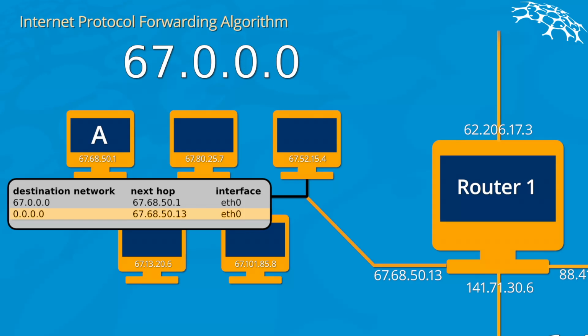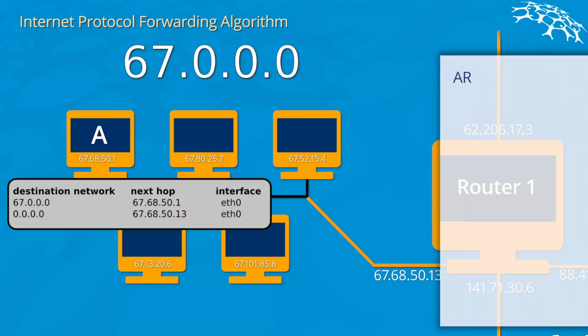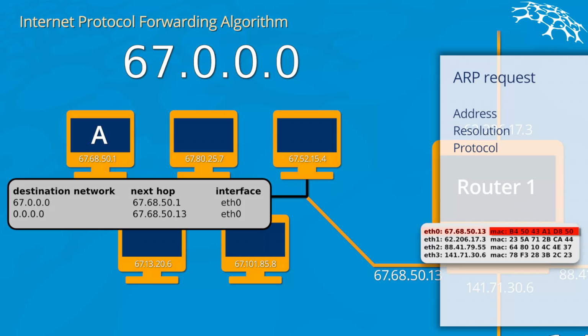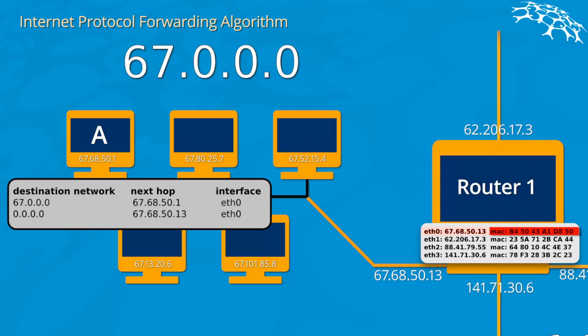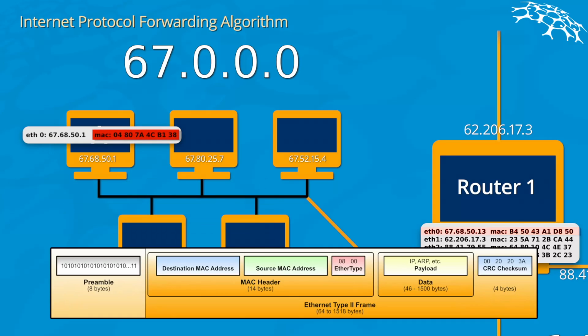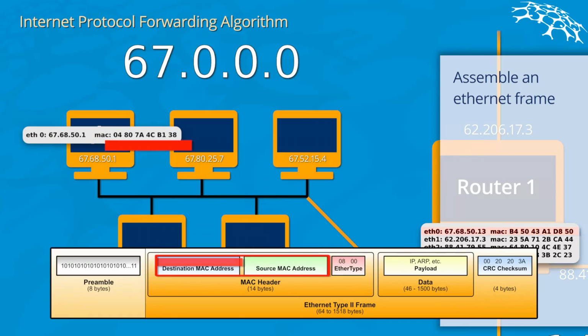Since IP addresses are not of any use for our link layer protocol Ethernet, we need to do an ARP request. ARP stands for Address Resolution Protocol and uses Ethernet to ask for the MAC address of the computer that is assigned the IP address 67.68.50.13. Besides the MAC address of router 1, computer A also knows its own MAC address. So now an Ethernet frame can be assembled using the 2 MAC addresses.